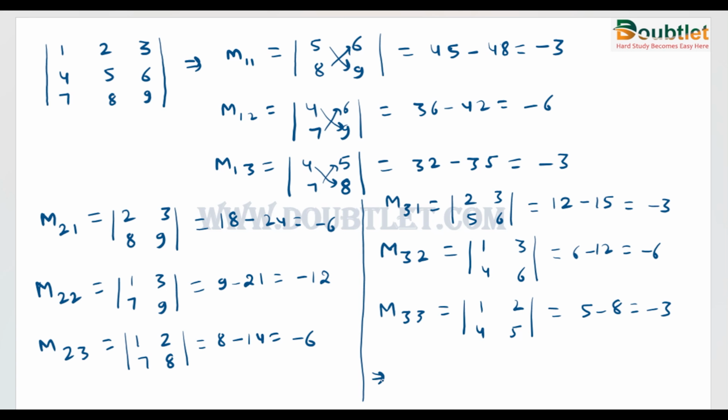Now the matrix of minor for matrix A, matrix of minor, and we can represent this matrix as M11. So M11 value is minus 3, M12 value is minus 6, M13 value is minus 3, then again minus 6, then again minus 12, then again minus 6, and here M31 is minus 3, this is minus 6 and this is minus 3. So this is the answer for the 3 cross 3 matrix, and this is how we have to find the minor of each element.